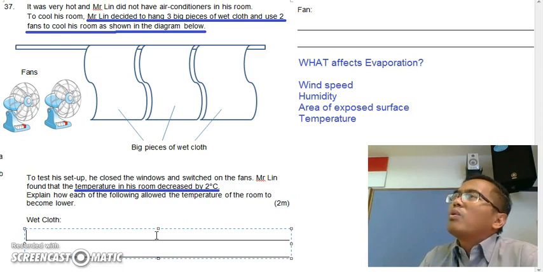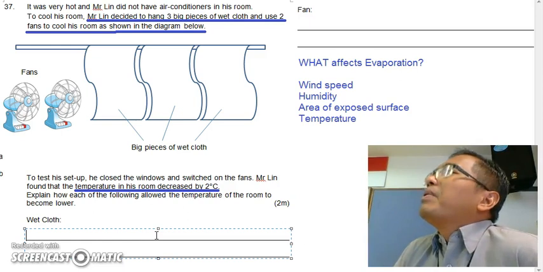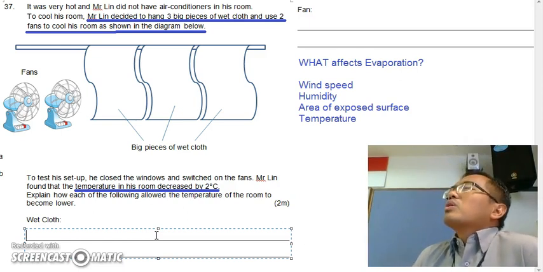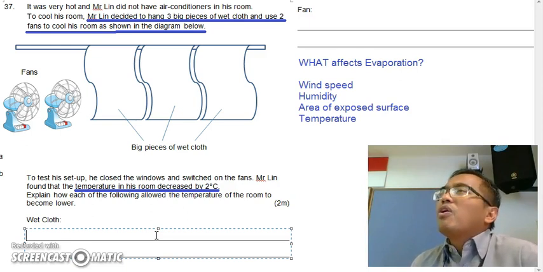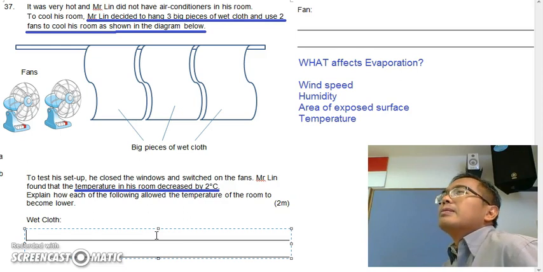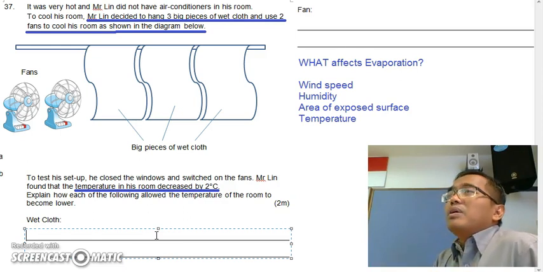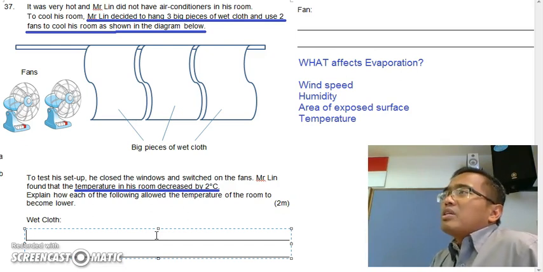So what happens when the water in the wet cloth evaporates? What must first happen before water evaporates? Very good, right? Yesterday we revised this. Yeah, it's the opposite of condensation. So whenever water evaporates, it must gain heat. Gain heat from where?